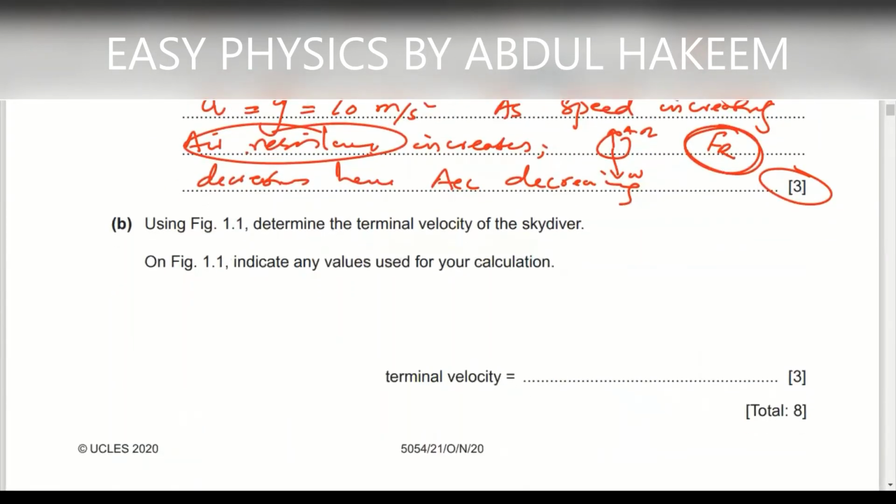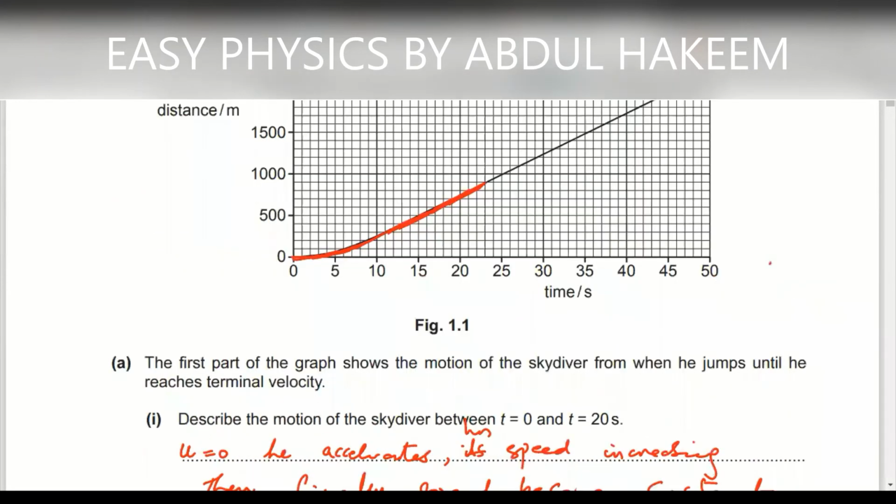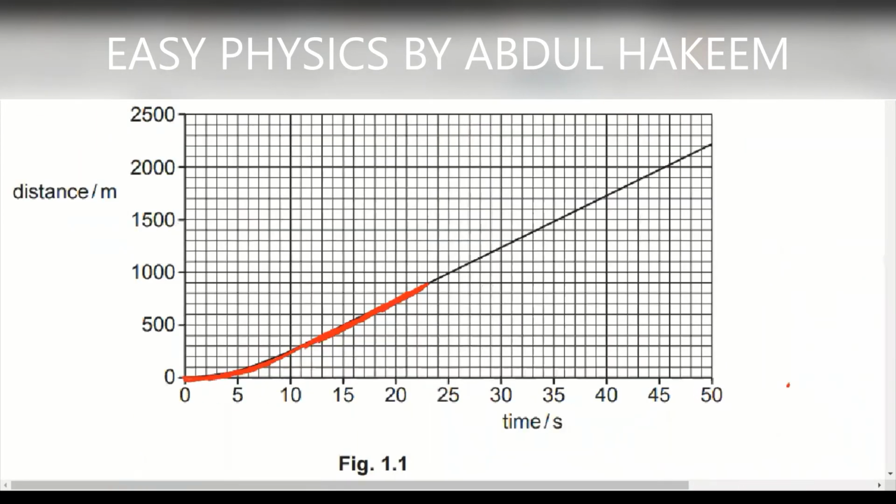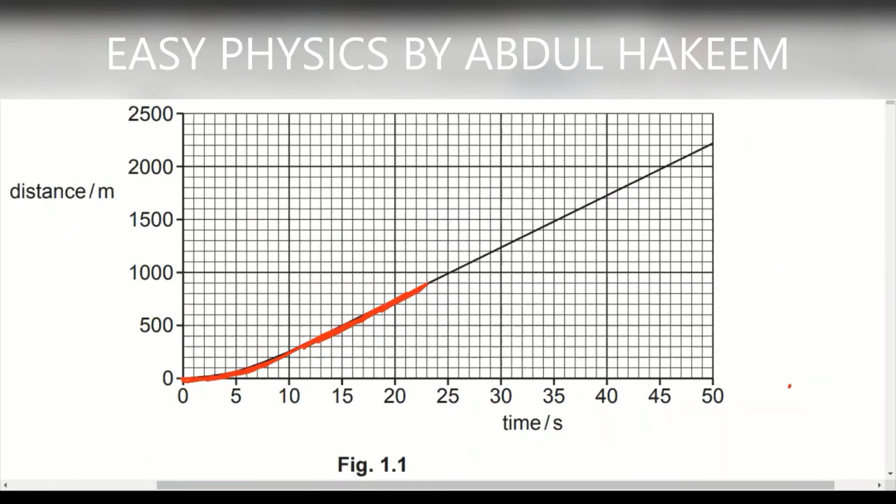The next is, using figure 1.1, determine the terminal velocity of the skydiver, indicate any values used for your calculation. So the terminal velocity is the constant velocity. We can take any value, for example, this point. Here, the time is 25 and the distance covered is 1000 meters.